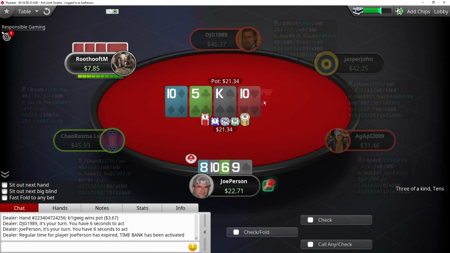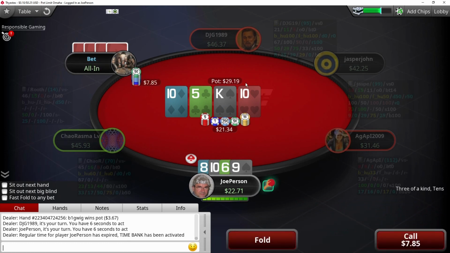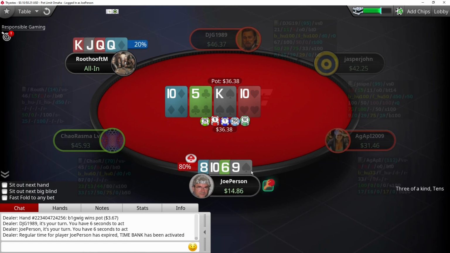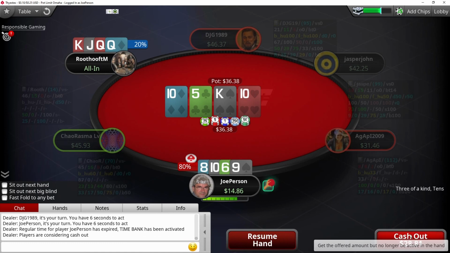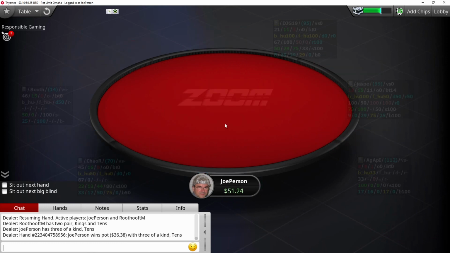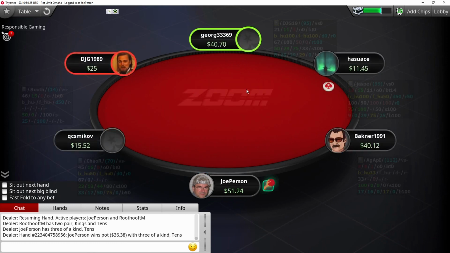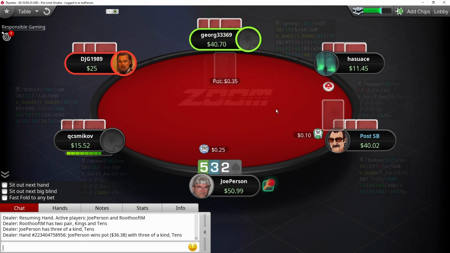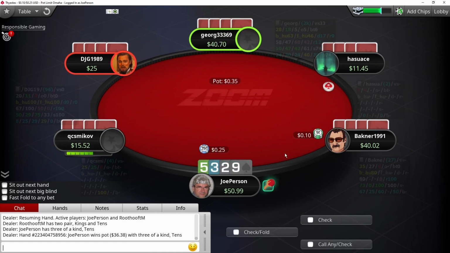So I'm going to call, because now if the turn is a king, we can fold. If turn is an ace, we can fold. Turn is a 10, we can happily call. And then we resume. Not using cash out here on PLO25 now, and he had a king, jack, queen, queen. Flopping top pair and open ender.